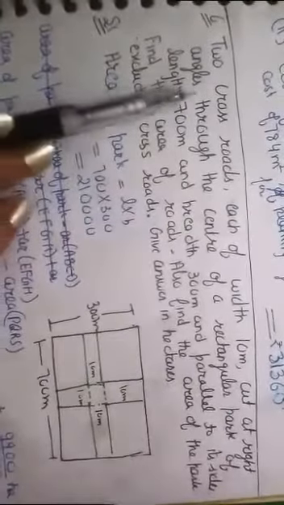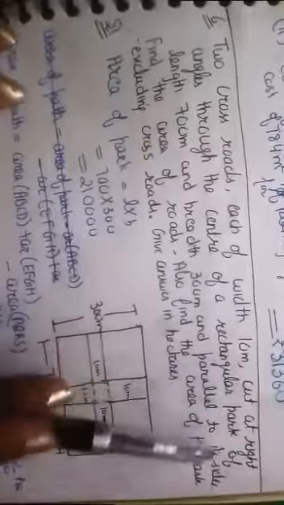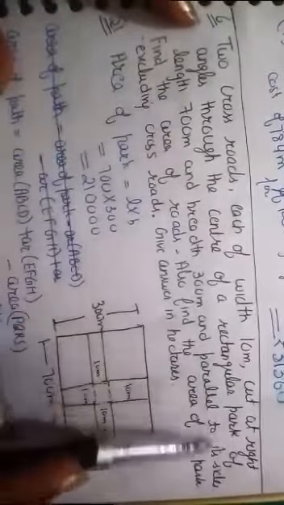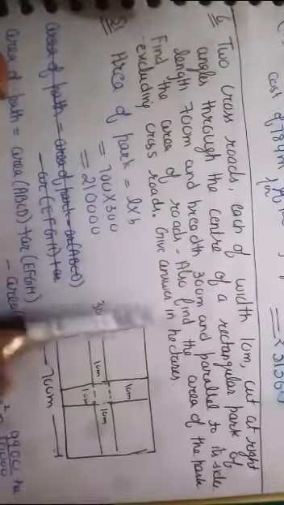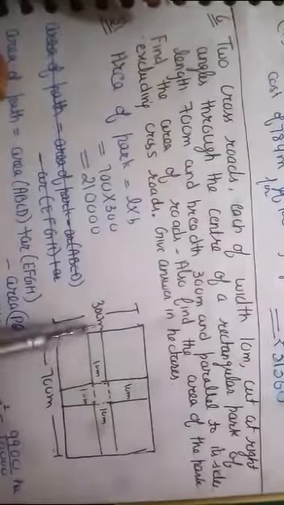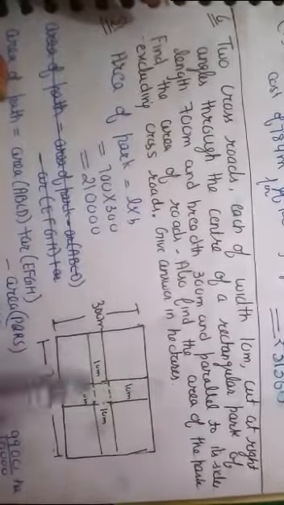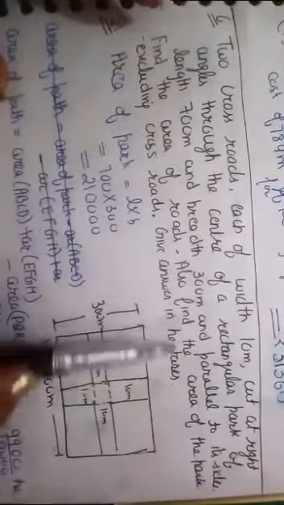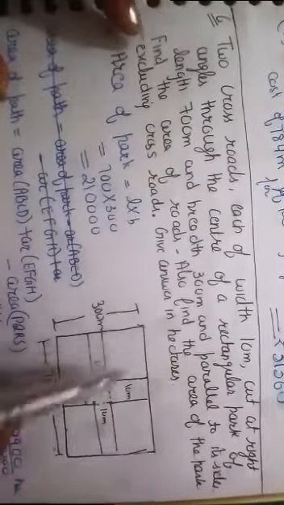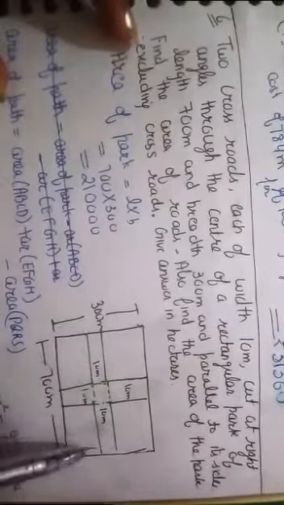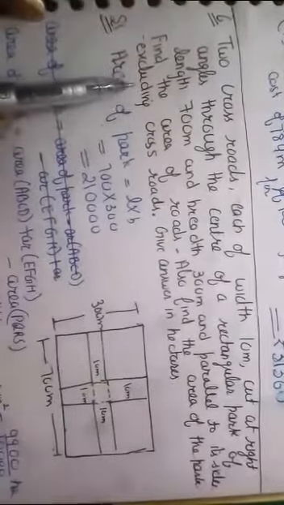Two crossroads, each of width 10 meters, cut at right angle through the center of the rectangular park of length 700 meters and width 300 meters, parallel to its sides, which means one is parallel to breadth and one is parallel to length. Find the area of the roads. You have to find the area of these roads and also find the area of the park excluding the roads, which means this area excluding the roads. Give answer in hectares. Okay.